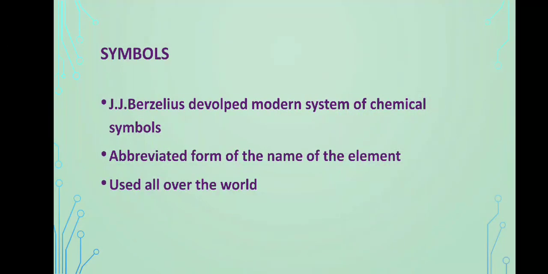Then a Swedish chemist, J.J. Berzelius, developed a modern system of chemical symbols. What was his system? He abbreviated names of elements, that is, he gave short forms of the names of the elements, and this system was used all over the world.